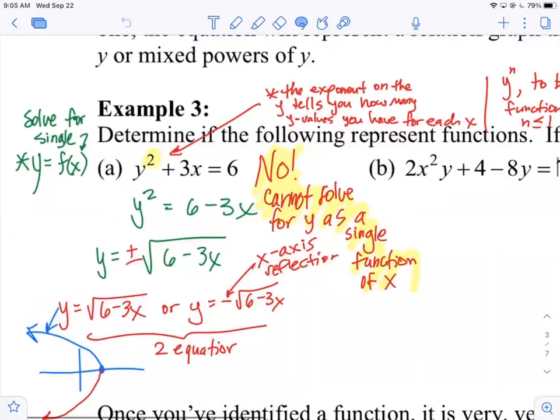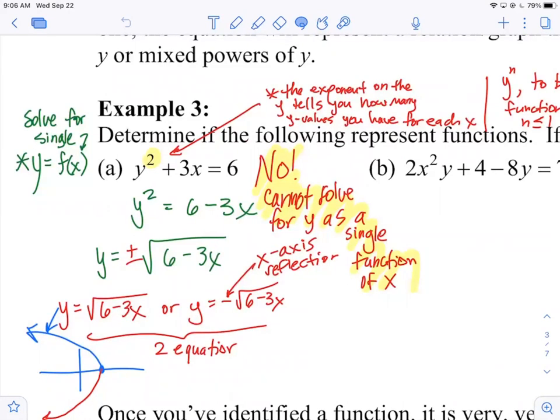So on example 3, remember what we're doing is we're trying to determine from an equation if we have an equation of a function of x. And the ultimate litmus test, we said, was if you can solve for y as a function of x, and that is as a single equation, so that you have y equals and nothing on the other side pertaining to y. You just have x's and symbols and numbers. And you have to do it as a single equation.